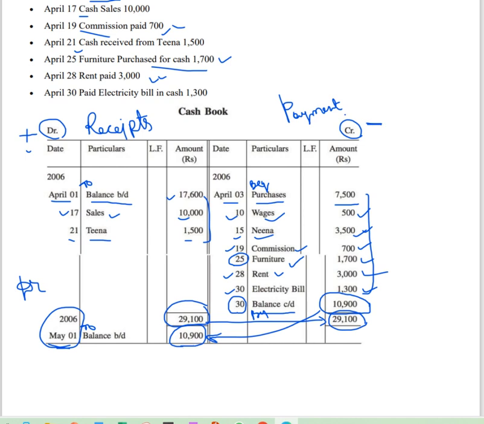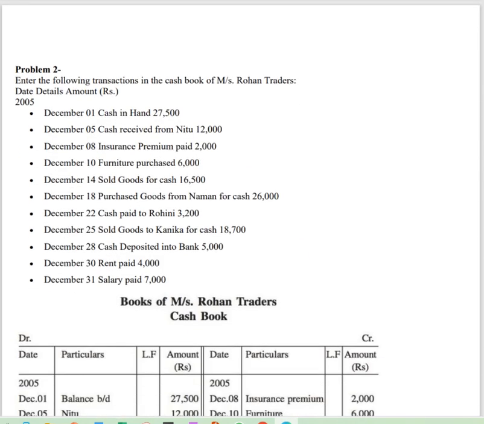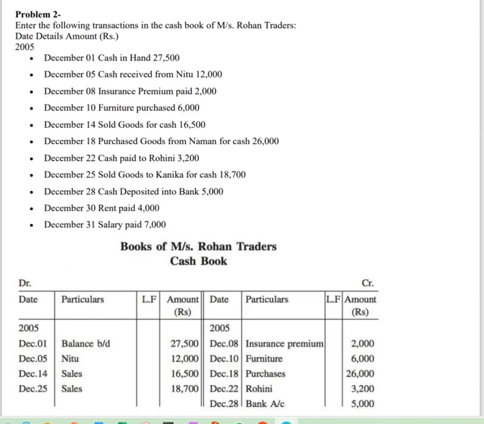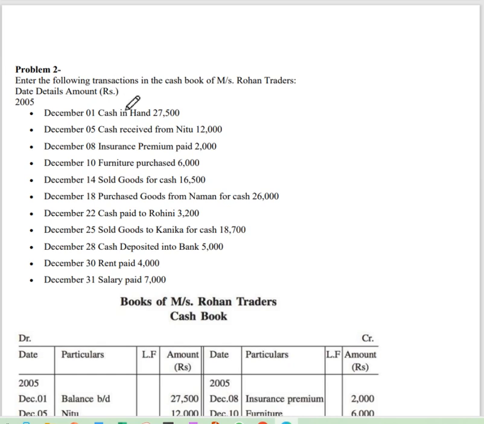Okay, how you have understood this easy problem. This is a 5 marks easiest problem. Next we will go to problem 2. Enter the following transactions in the cash book of Mrs. Rohan Traders. Date, details, amount in rupees is given in the year 2005.